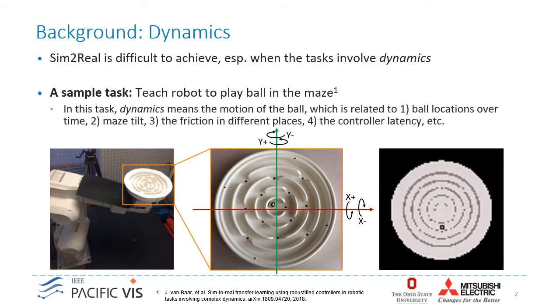In this case, the dynamics essentially means the motion of the ball and the maze, which can be represented by the ball location and the maze tilt angle over time. They are related to various parameters, such as the friction of the maze surface and other mechanical parts inside the robot, and can be related to latency in the robot controller.